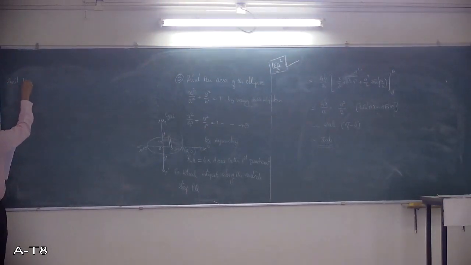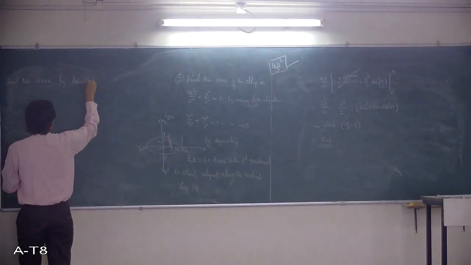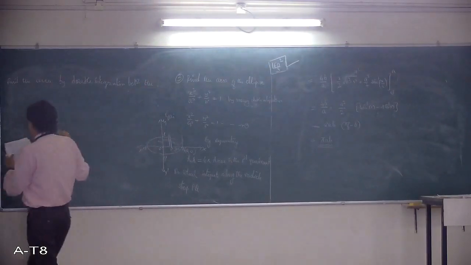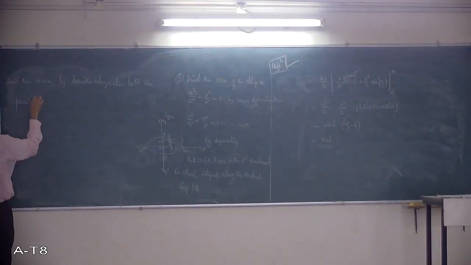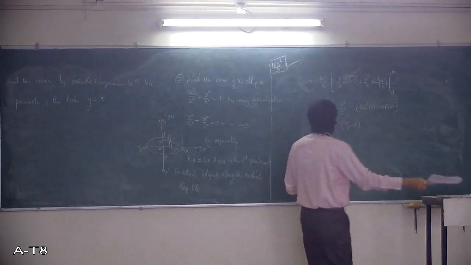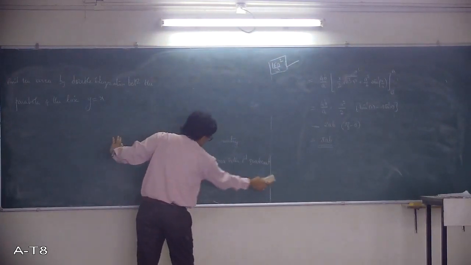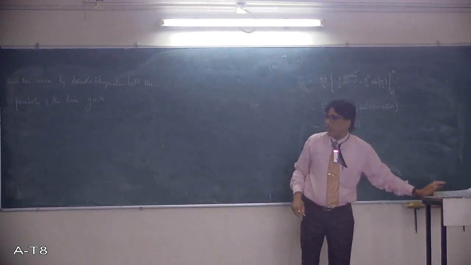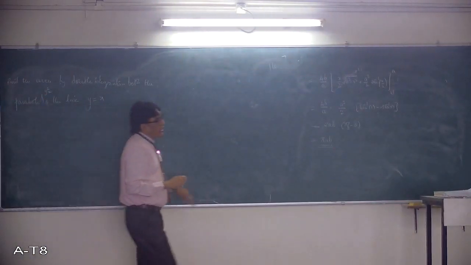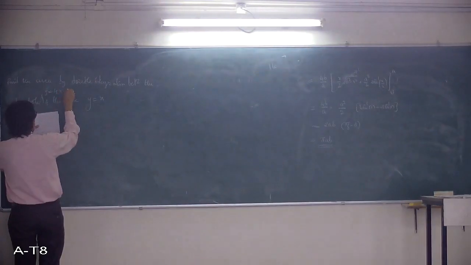Find the area by double integration between the parabola and the line. The line is given as y equal to x. One parabola, one line. Don't remember the particular example; either parabola and line, two parabolas, cardioid, circle, or ellipse can appear. Sorry, I have not written the parabola equation: y equal to 4x minus x square.